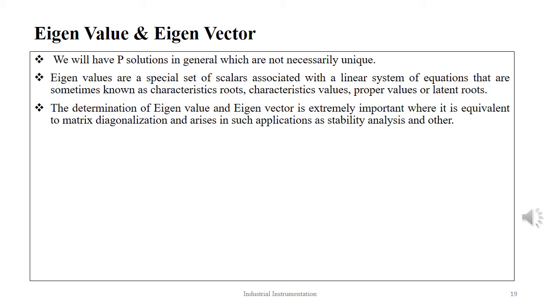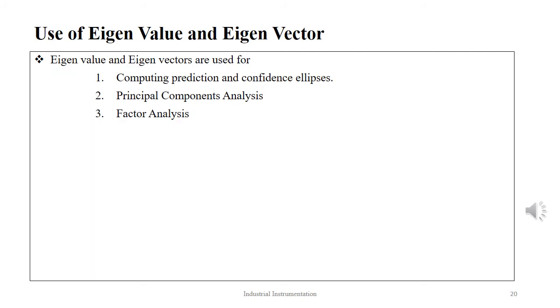Eigenvalues are a special set of scalars associated with a linear system of equations that are sometimes known as the characteristic root, characteristic value, and proper value or latent roots. The determination of eigenvalue and eigenvector is extremely important where it is equivalent to matrix diagonalization and arises in such applications as stability analysis and others. Eigenvalue and eigenvectors are used for computing prediction and confidence ellipses, principal components analysis and factor analysis.